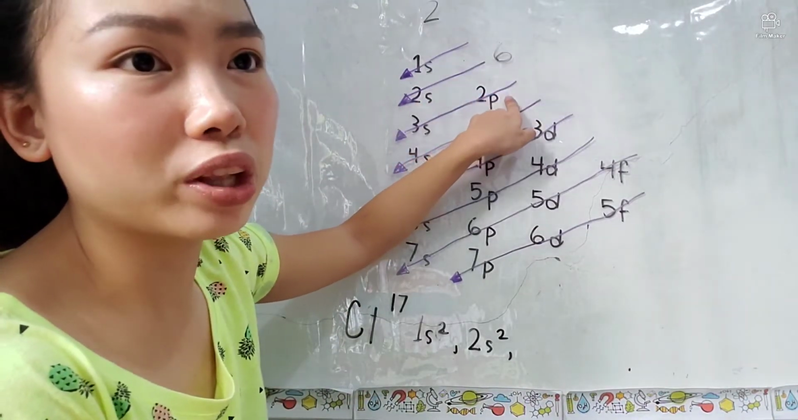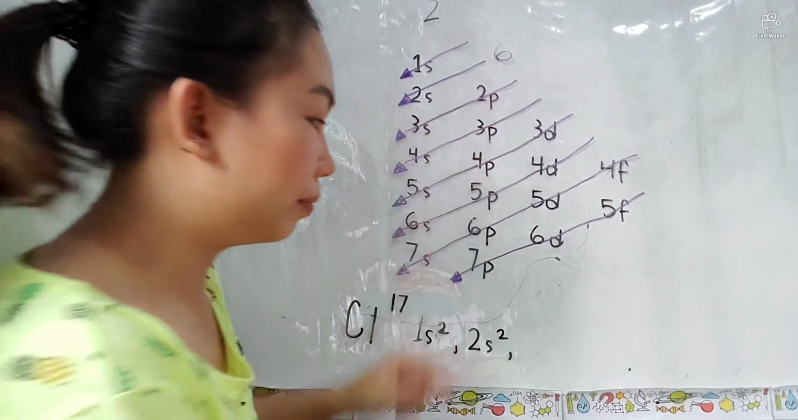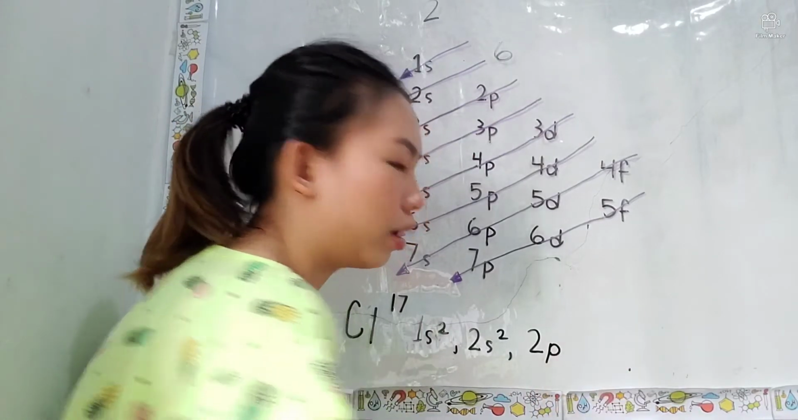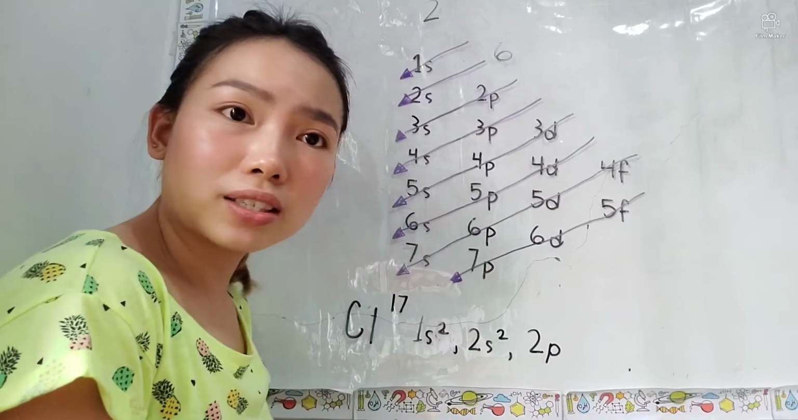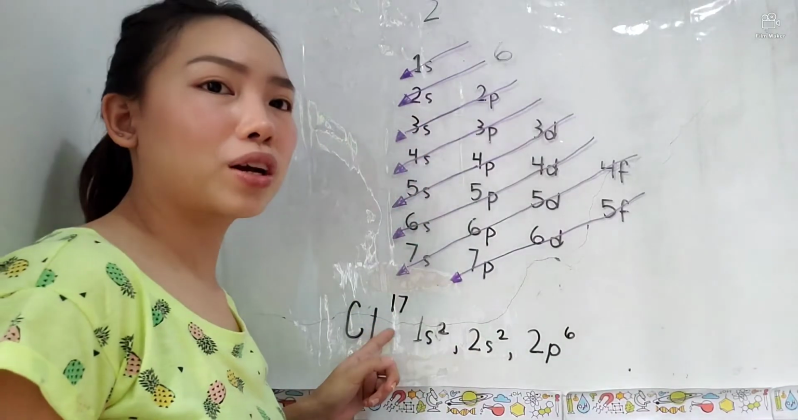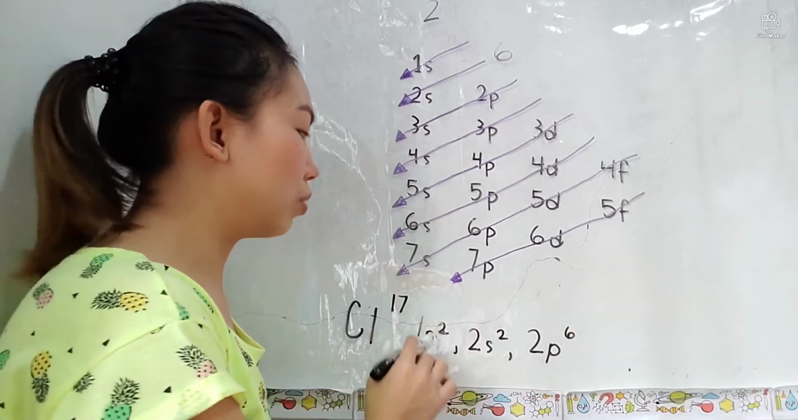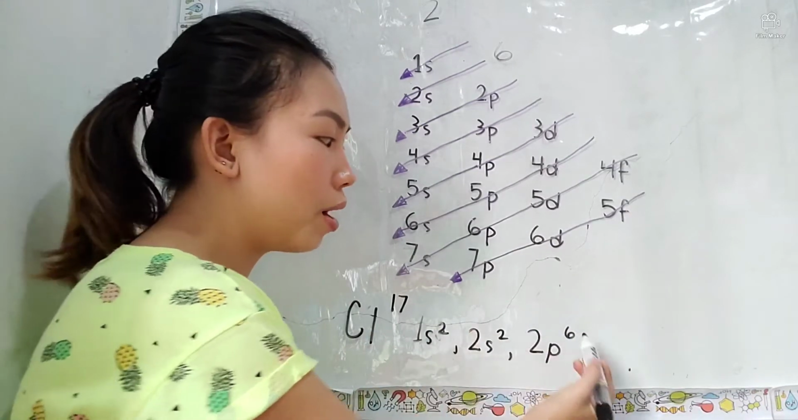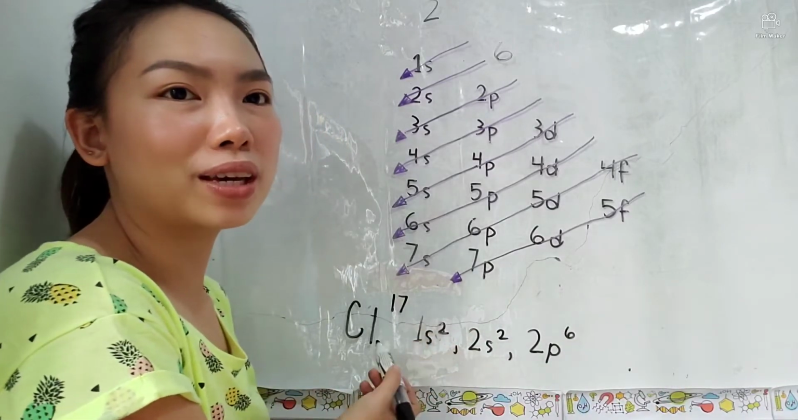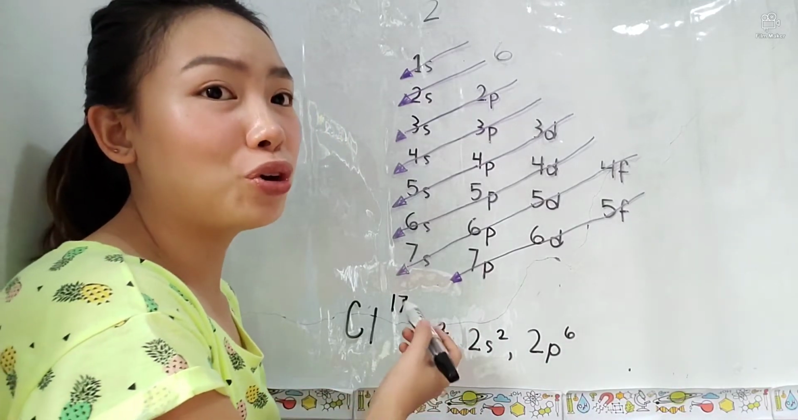Dito na tayo sa third layer. We have 2p. Do I have to write 6? Of course. Kasi mataas naman yung number na gagawin natin. Kahit i-add mo pa yan, we have 2 plus 2 is 4, plus 6 is 10. Ilan pa ang kulang mo? Kulang ka pa ng 7 to make the electron configuration of chlorine.